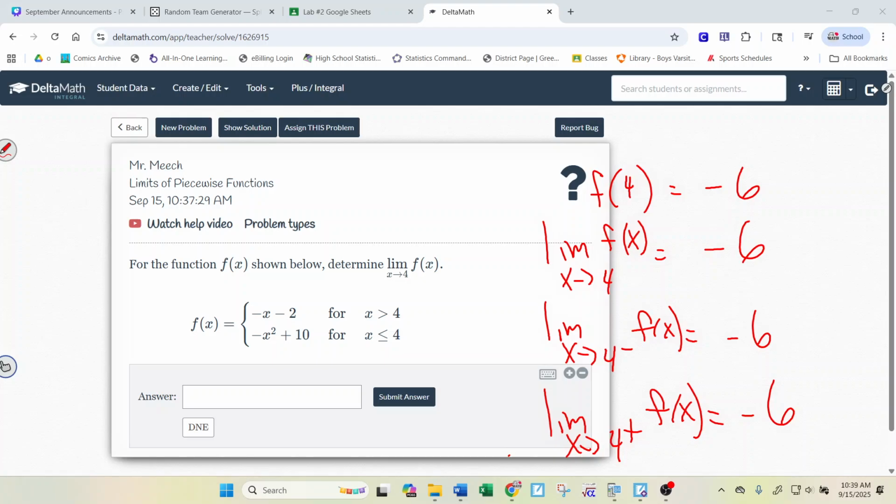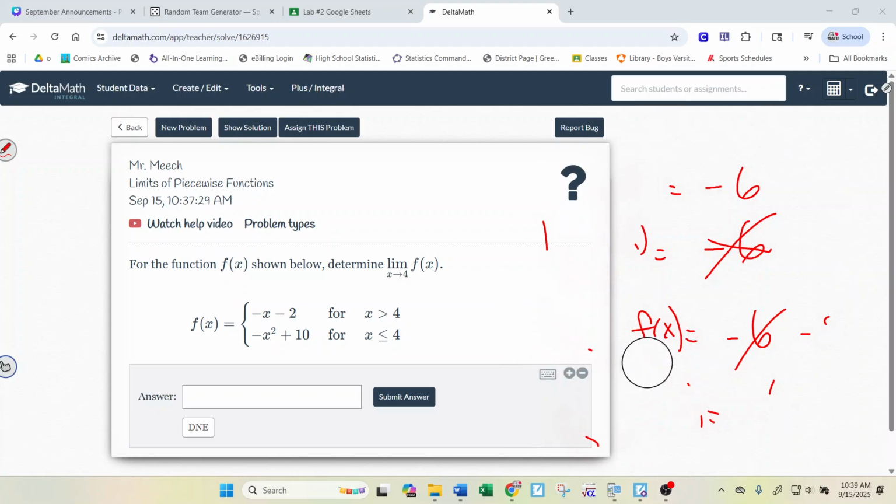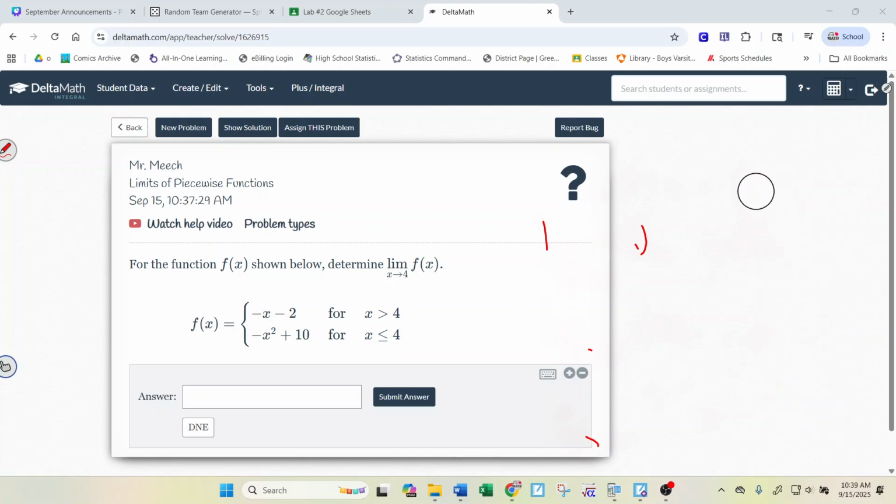Now, hypothetically, let's say this was negative 5. If that would have been the answer, then this does not exist, right? Everything else could be the same. Okay. All right, I think we're getting it here. These are tricky. The math isn't super hard to do. It's just understanding what to do. You know what I mean?